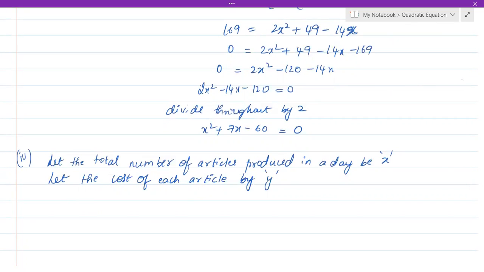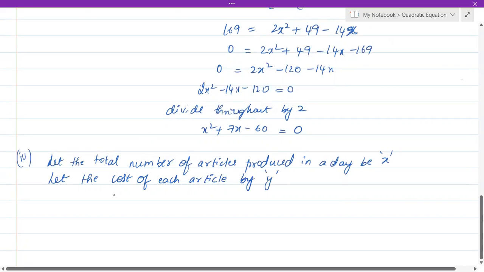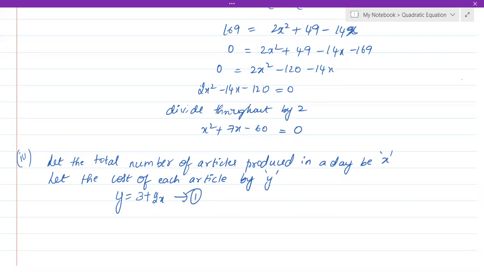Okay. On a particular day, it was found that the cost of each article, that is Y, was equal to 3 more than twice the number of articles produced. That is 2x. Okay. Let's take this as equation 1. So cost of each article is Y, isn't it? So it was observed the cost of each article, that is Y, that value was equal to 3 more than twice the production. The production is X, so 2x. Okay. So let's take it as equation 1.